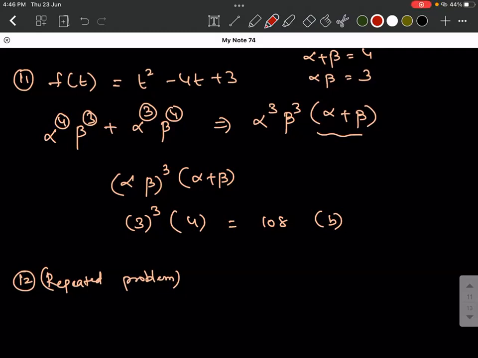So what is the answer? Is there an option? Minus 3 is the option.